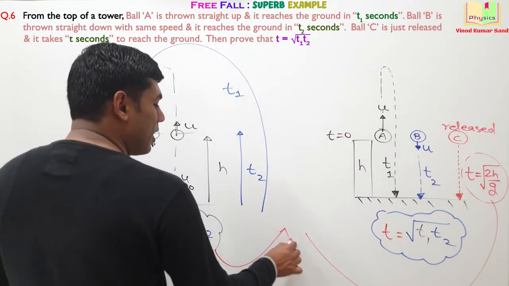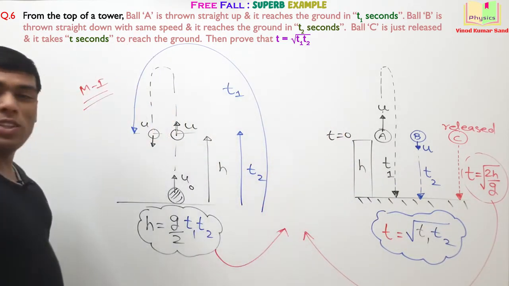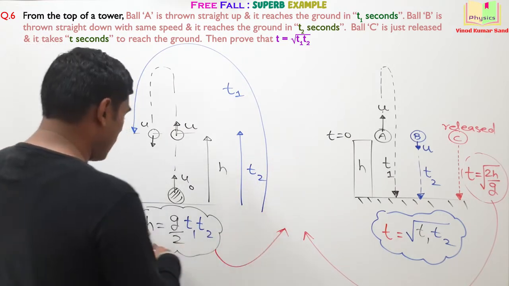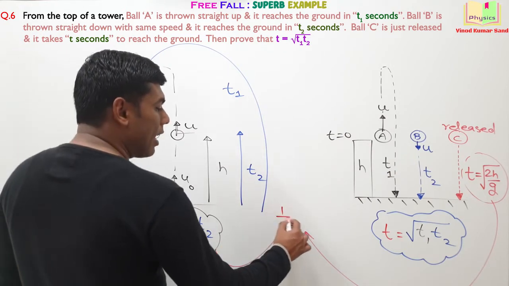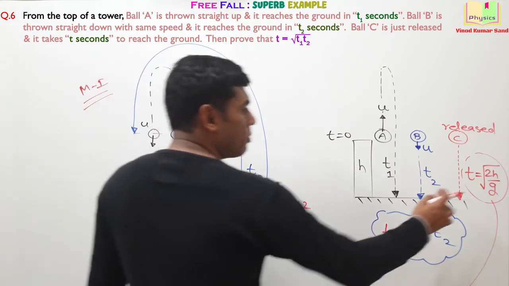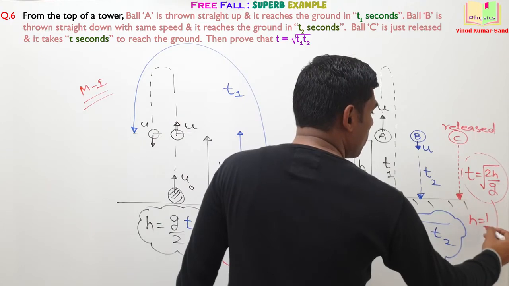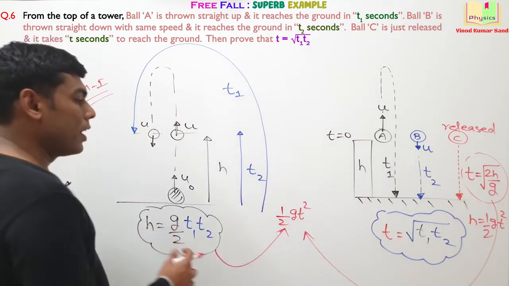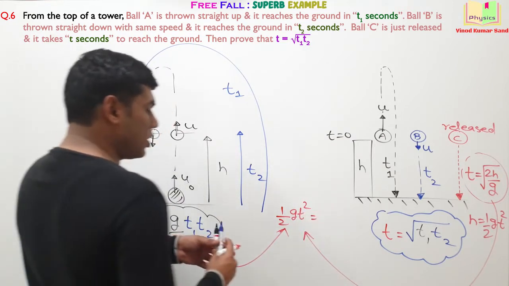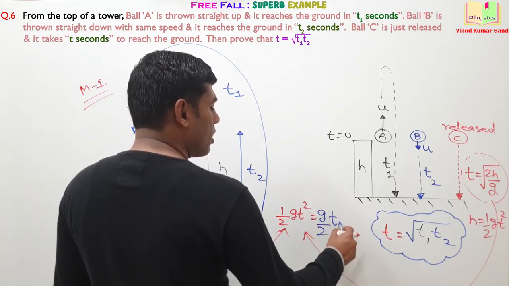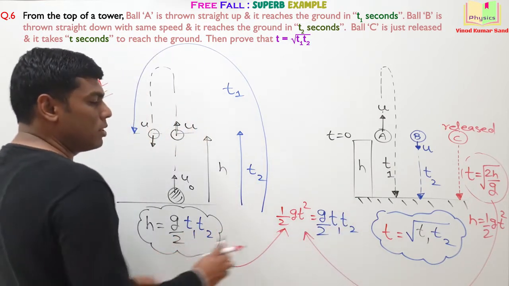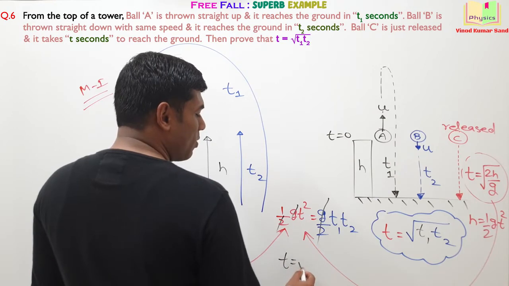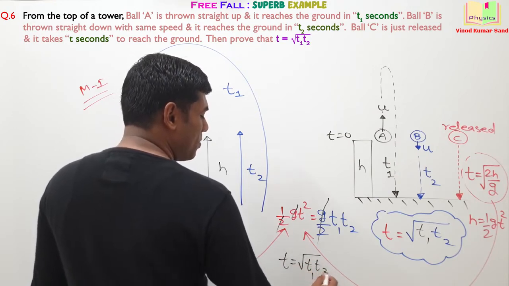What you will get? By this equation and this equation, if you do the calculations, I am putting here the value of h. h will be equal to half g t square. From here you can obtain h is equal to half g t square, is equal to g by 2 t1 t2. The g by 2 here is getting cancelled out, so we are left with t is equal to root t1 t2.